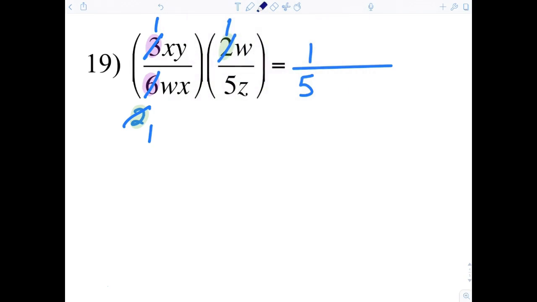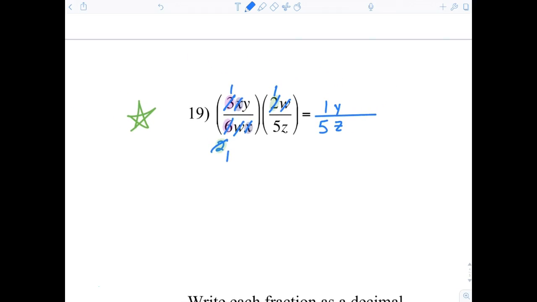Now I want everybody to look at the X here. If there's an X on the top and an X on the bottom, what can we do? Cancel them out. So the X's are gone. Is there anything else that I can cancel? The W. Very nice. So what's left on the top is Y. And what's on the bottom? Z. I put Y over Z, Y over 5. You don't need the 1 there, I just like to put it there so I don't forget. If you understood 19, you should be okay.